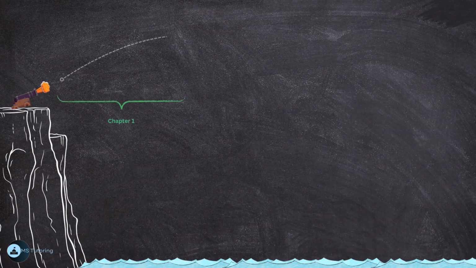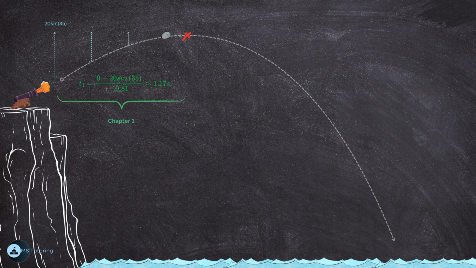In chapter 1, we saw how the initial vertical velocity of our stone helps it gain some initial altitude against gravity, and how this negative acceleration due to gravity progressively reduces this vertical velocity until it becomes 0. Using SUVAT, we found that the time taken for the stone to reach its maximum height was approximately 1.17 seconds.